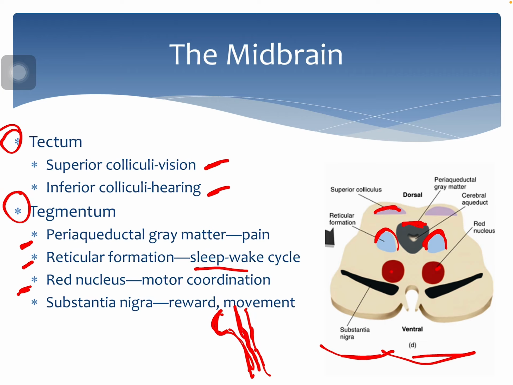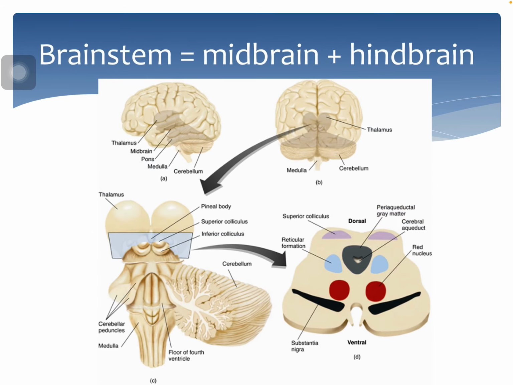The red nucleus, or red nuclei here, important for motor coordination. The substantia nigra, which we talked about earlier, runs through this as well and is important for reward and motivation. And as you can see here, it is colored because these are dopamine-producing neurons.